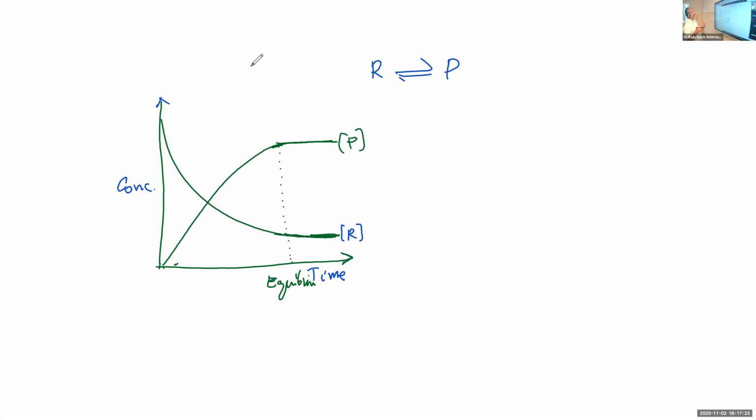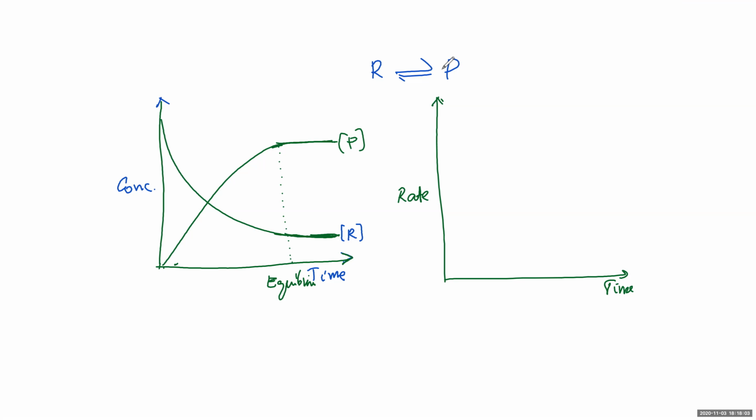You can plot the rate also. If the rate is plotted against time, what will be the nature of the graph obtained? Here you can plot the rate, and here you have the time. Say at the beginning, the concentration of the reactant is the maximum, and so the rate also will be maximum at the beginning stage. When time goes on, the concentration of the reactant decreases, and therefore the rate of the forward reaction also decreases.